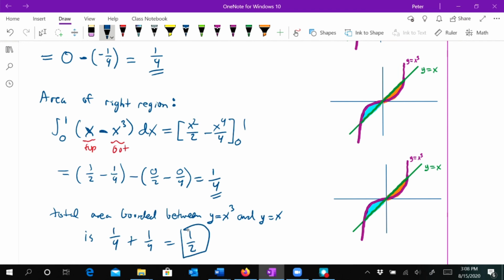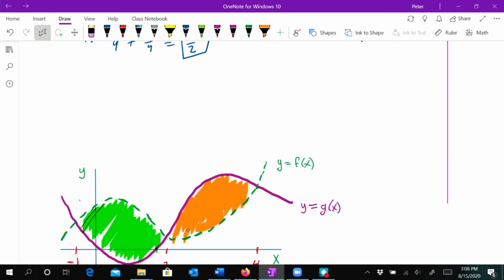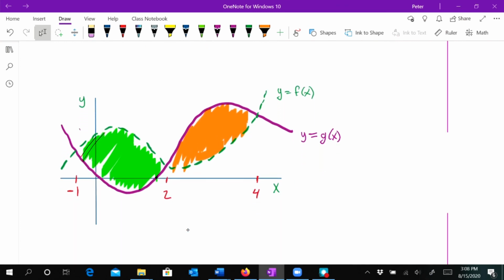Okay, I put up an example that's a little bit more abstract. So take a look at this diagram here. I haven't actually put in what the functions are, I've just called them f and g. F is the dotted green line, and g is the solid purple line. So I'm going to ask you some questions about this region. So look at this region as the question comes up on the screen.